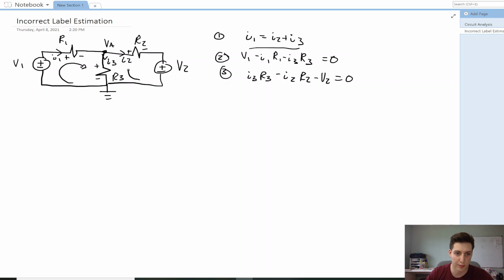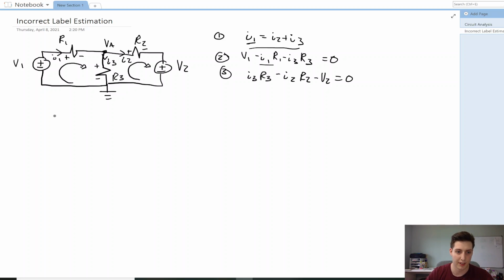And then our second loop is a little bit different this time. You can start it wherever you want. I always choose to start it here. So we know that we are going the opposite direction from what we have the current labeled. So we will have I3R3 going up, hence the positive, minus I2 times R2, and then minus V2, because we're going back down, equal to 0. Now we can plug in I1 into this equation, and then equation 2 and 3 will be in terms of I2 and I3.